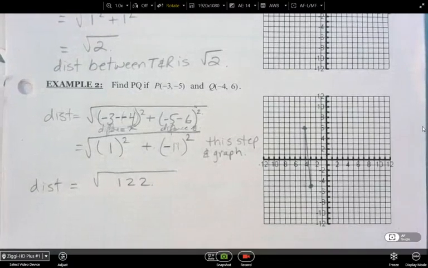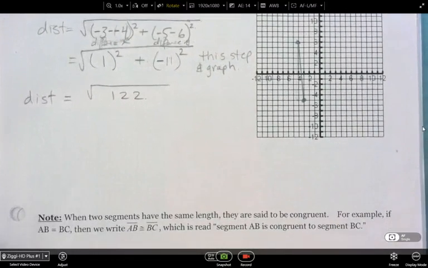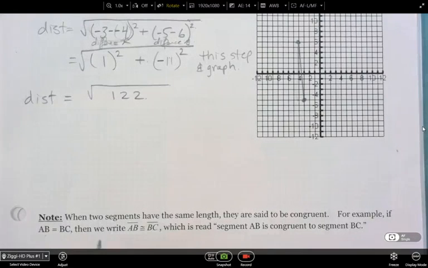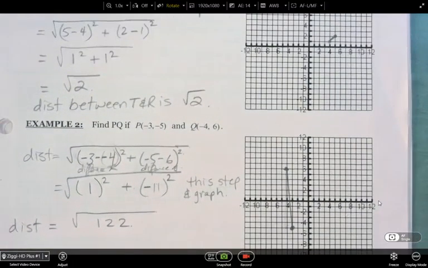Okay, that's pretty much your distance formula. And one little note: when two segments have the same length, they're said to be congruent. So that means they have the same measure. All right? And then there's some notation here. We write line segment AB is congruent to line segment BC. Okay? And that's just what this notation means. This means right here, has the same measure. All right? Okay, so that's basically it for the distance formula. Not much to it.